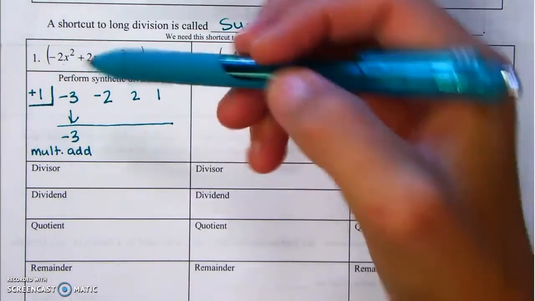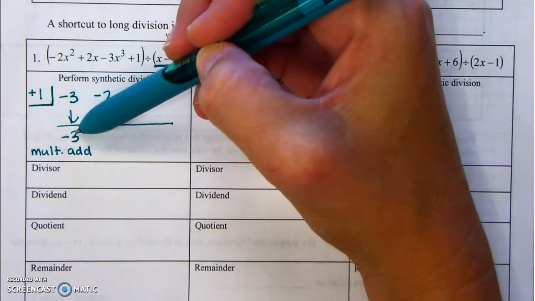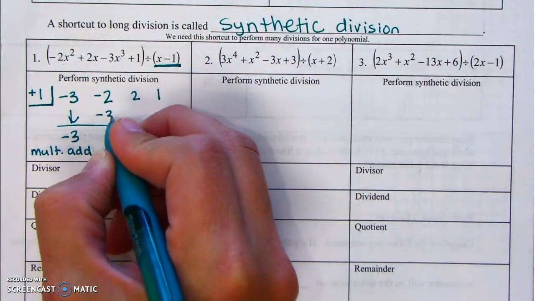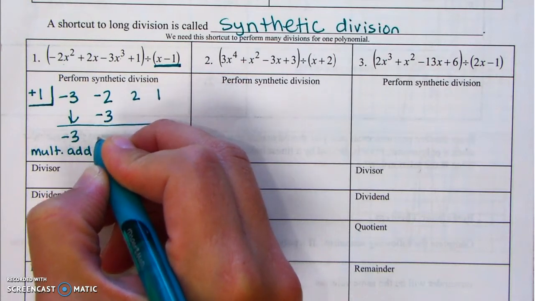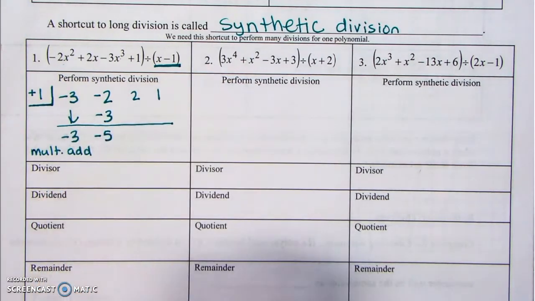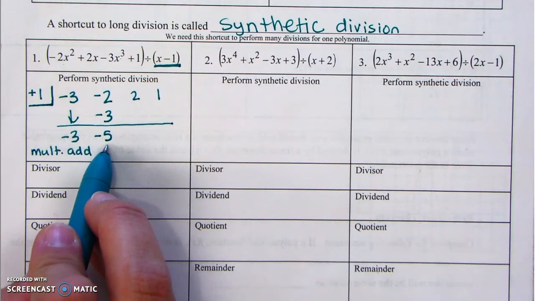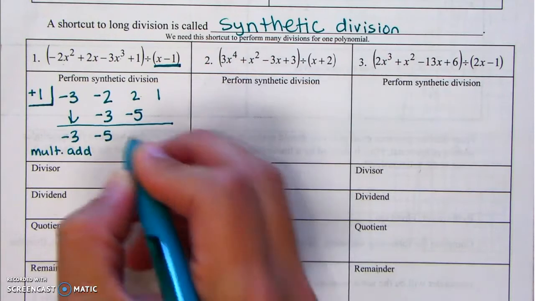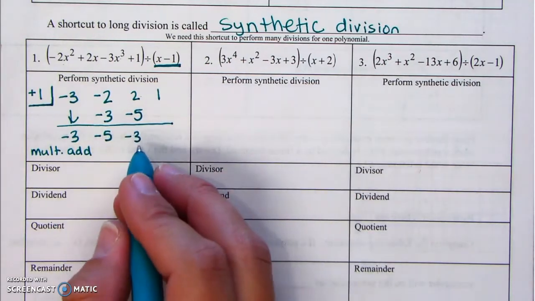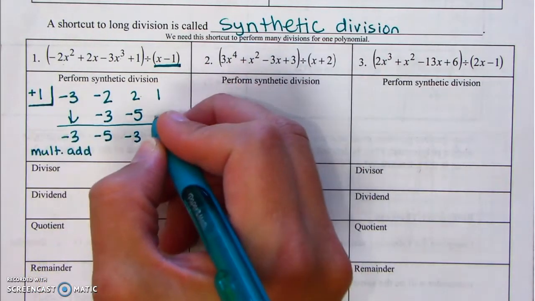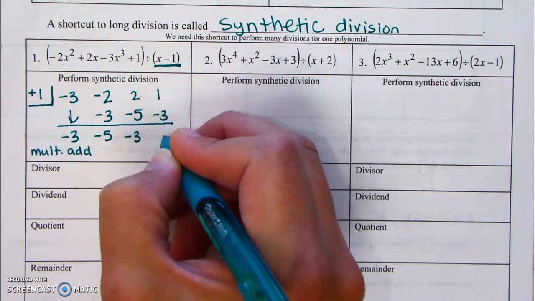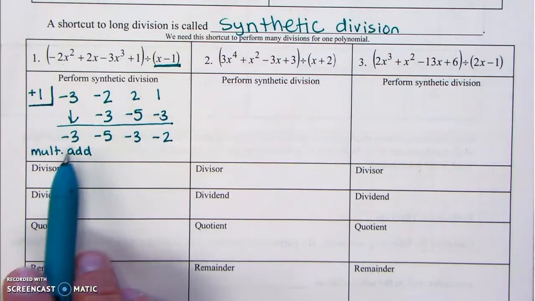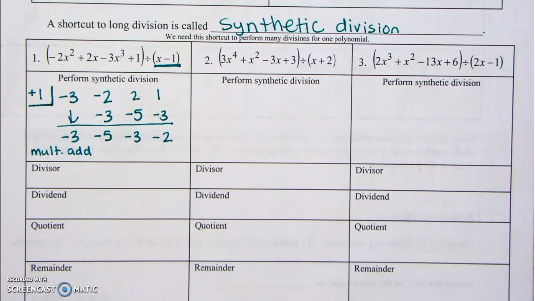So here's how it goes. You're going to multiply 1 times -3. 1 times -3 is -3. And then add down. 1 times -5 is -5. Add down. Multiply 1 times -3, -3, add down. Okay, well, let's fill these in.